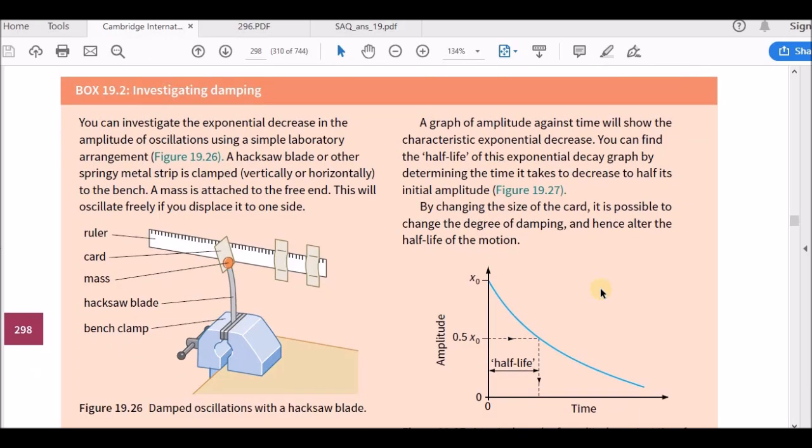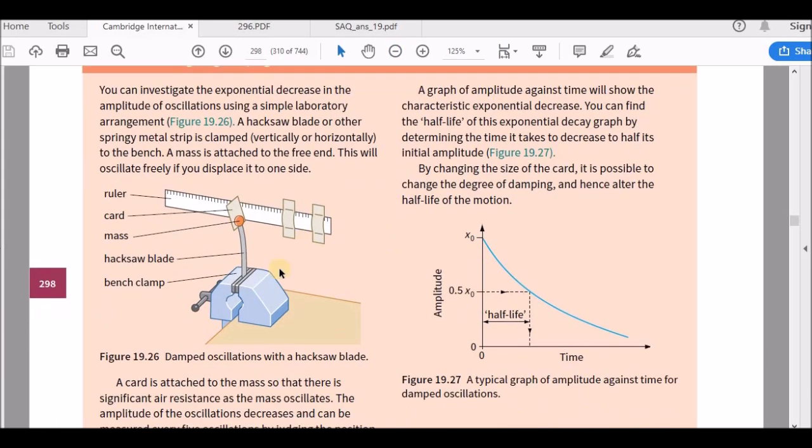Now this is to investigate damping. So you can see what happens. You can see over here they have fixed the hacksaw blade to this card, and there is something like blue tack to fix it to that mass. Then this ruler is used to measure the displacement or the amplitude, and you will notice that with time it decreases like this.